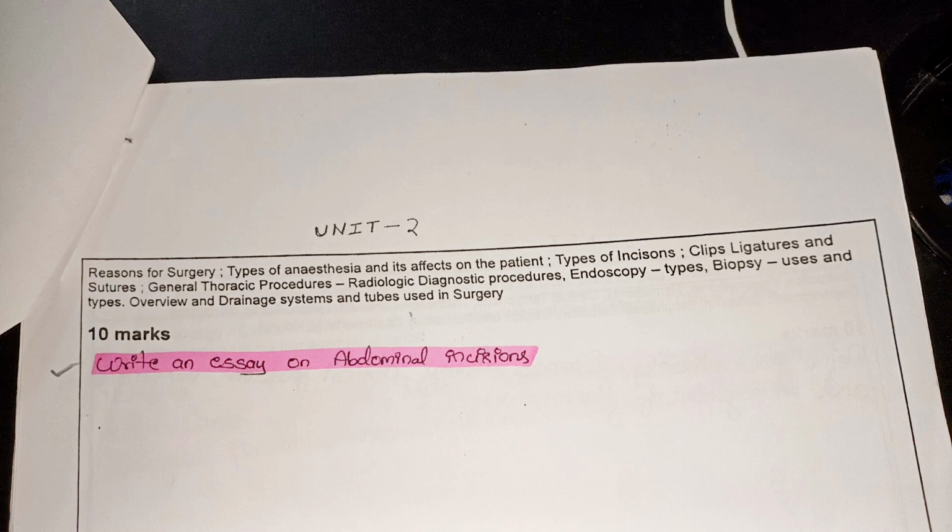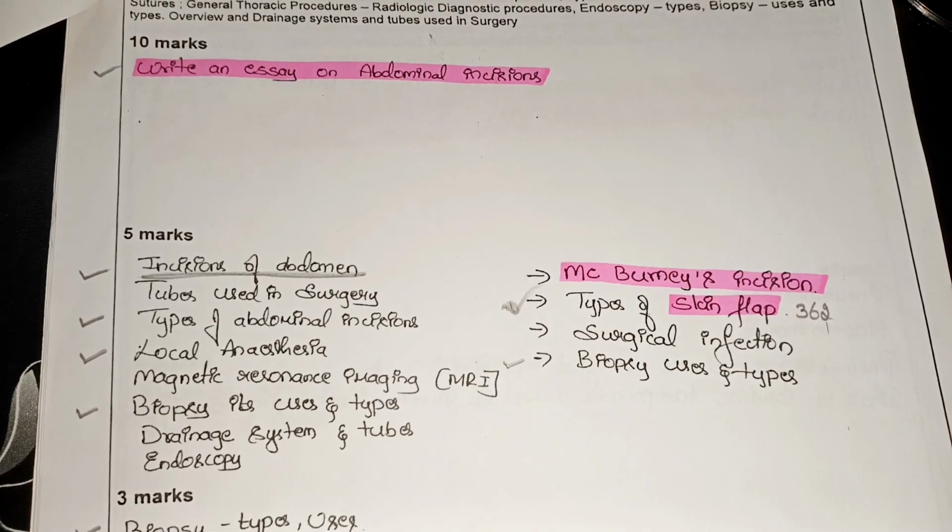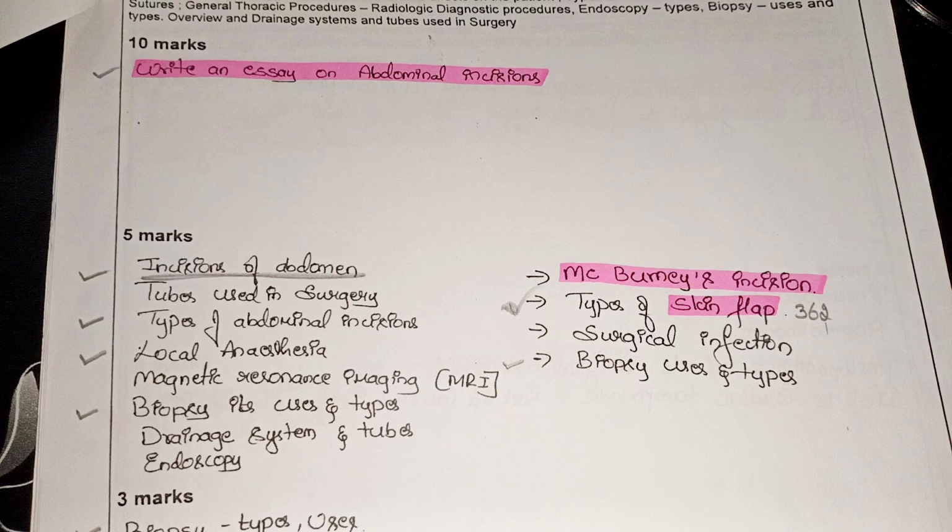Now moving on to the next chapter, that is reasons for surgery. In this, the important 10-mark question is write an essay on abdominal incisions. Coming to the important 5 marks, incision of abdomen, tubes used in surgery, types of abdominal incisions, local anesthesia, MRI, biopsy and its uses and types, drainage system and tubes, endoscopy, McBurney's incision, types of skin flap, surgical infection and biopsy, its uses and types.